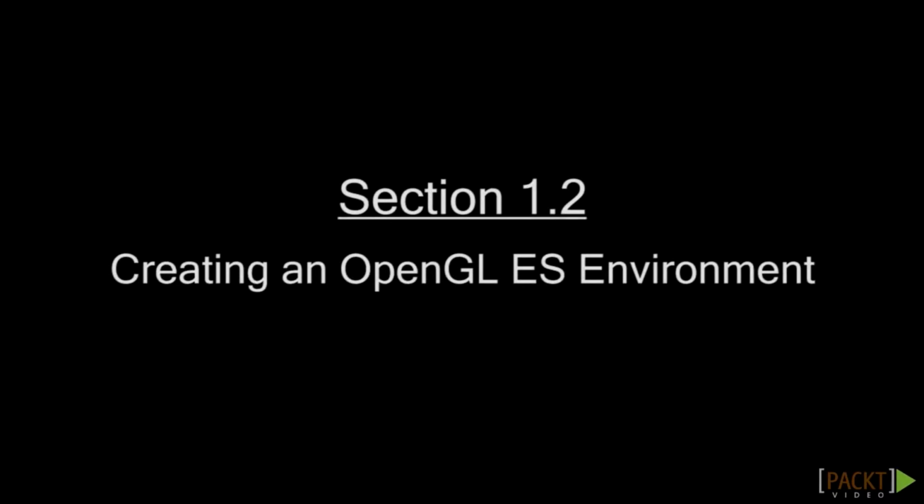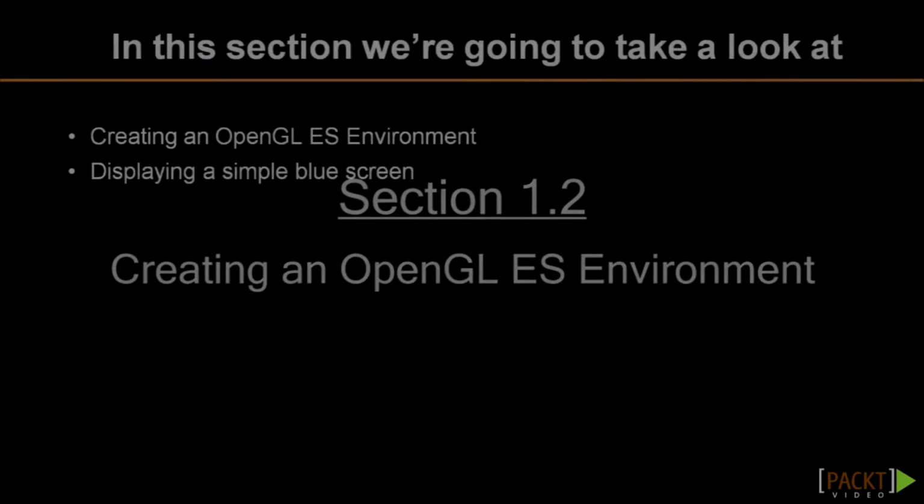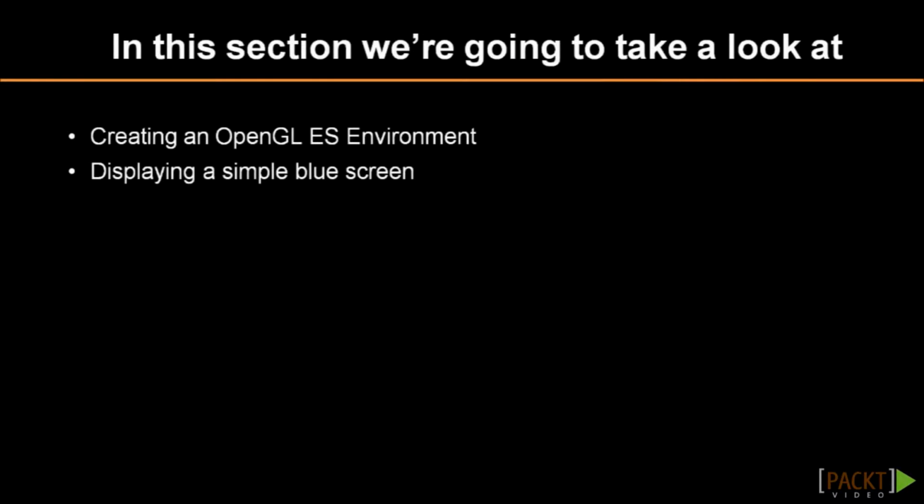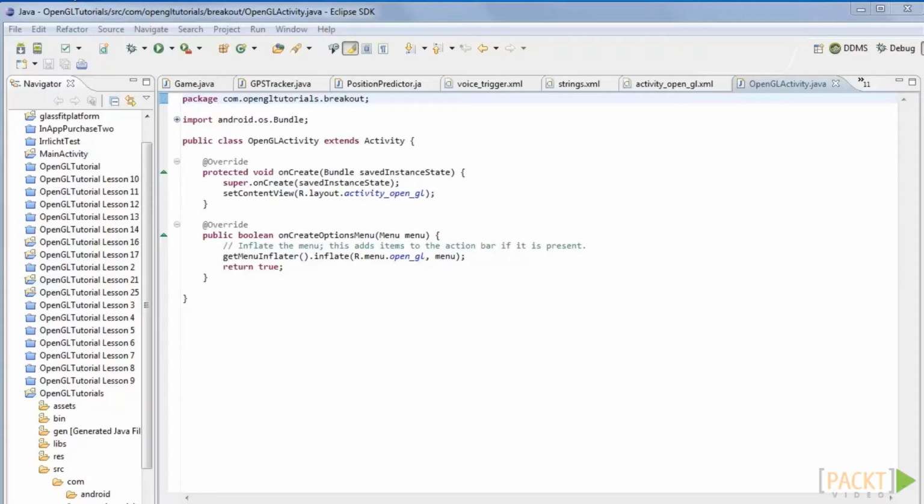Hello everyone, this video is called Creating an OpenGL ES Environment, and in this video we are going to create a simple OpenGL ES activity that will display a blue screen. First, we will just add a couple of lines to the OpenGL activity to initialize the surface view.